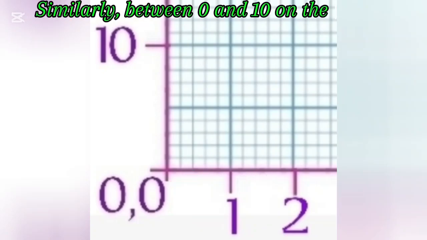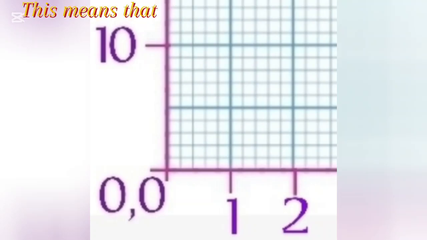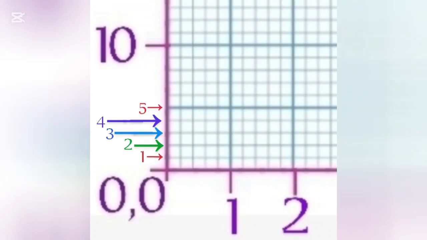Similarly, between 0 and 10 on the F-axis, there are 10 small boxes. This means that each small box represents 1 Newton. So we can count as follows: 1, 2, 3, 4, 5, 6, 7, 8, 9, 10.